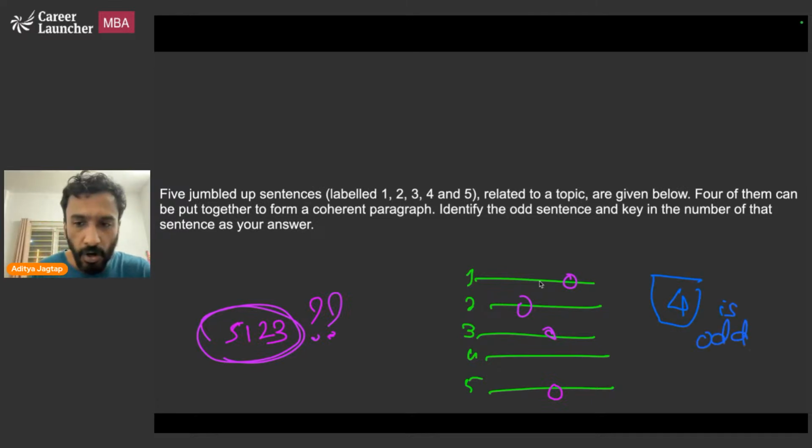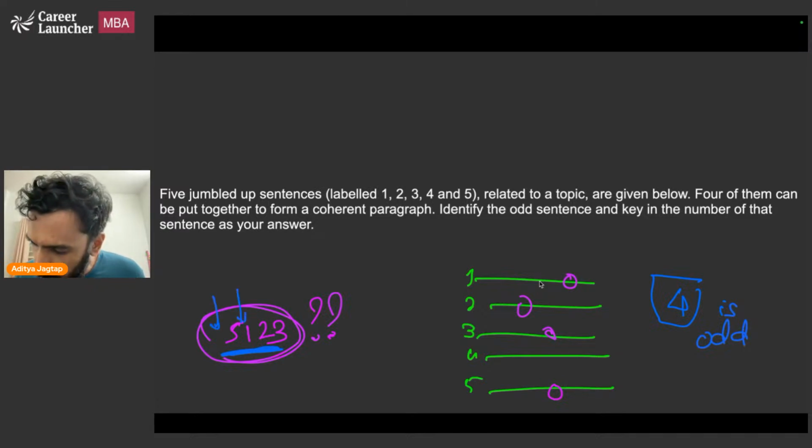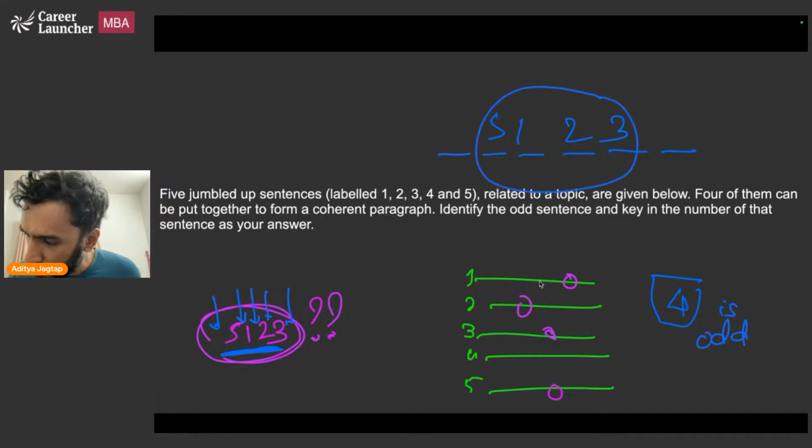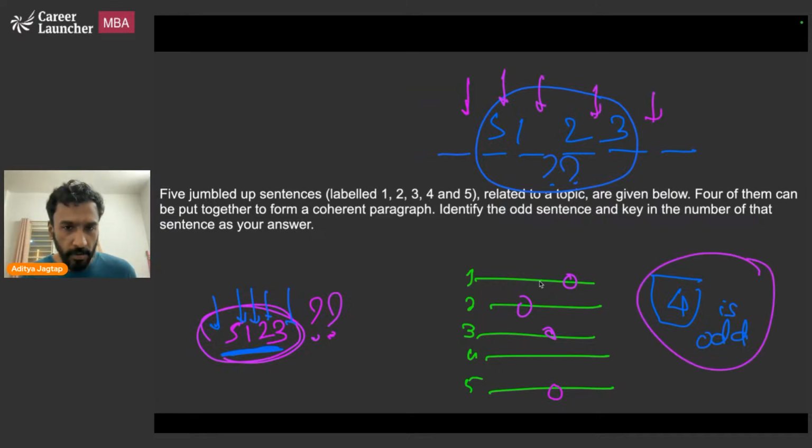When I say 4 is odd, I don't say 4 is odd simply because it's discussing something else. 4 may be discussing what is going on here, but 4 is not immediately in a position where it can be placed anywhere here. Meaning, if 5, 1, 2, 3 is a possible sequence, this is not confirmed, right? This is questionable. We know that sentence 4 cannot be placed anywhere here. That is what we are certain about, right?